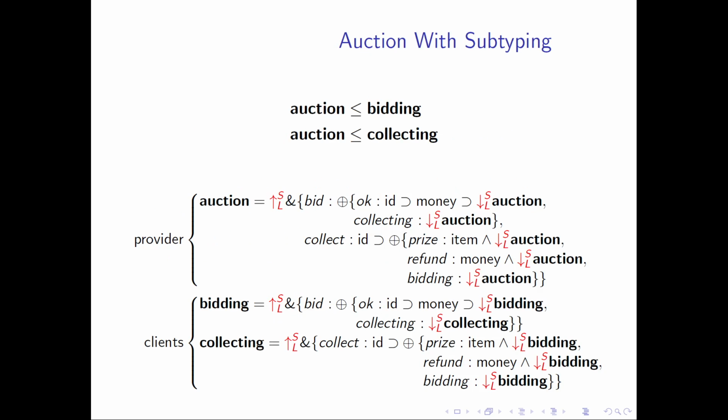So now we seem to be moving in the right direction. The provider is still using this big auction type, but the clients now use the types bidding and collecting, which are both supertypes of auction. The key point is that bidding can only send bid, whereas collecting can only send collect, and the release points reflect the transitions between phases that we informally presented previously.